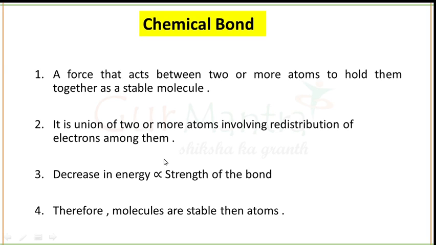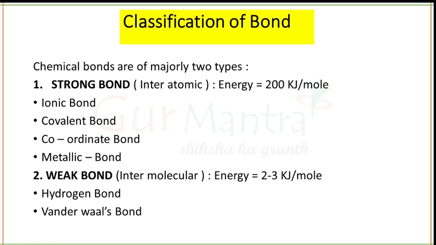That's why chlorine can attain a noble gas configuration. Chlorine can attain a stable configuration. So basically, chemical bonds are formed between atoms to get a stable configuration. The third point is decreased energy is proportional to the strength of bond. Therefore, molecules are more stable than atoms because molecules have least energy as compared to atoms.